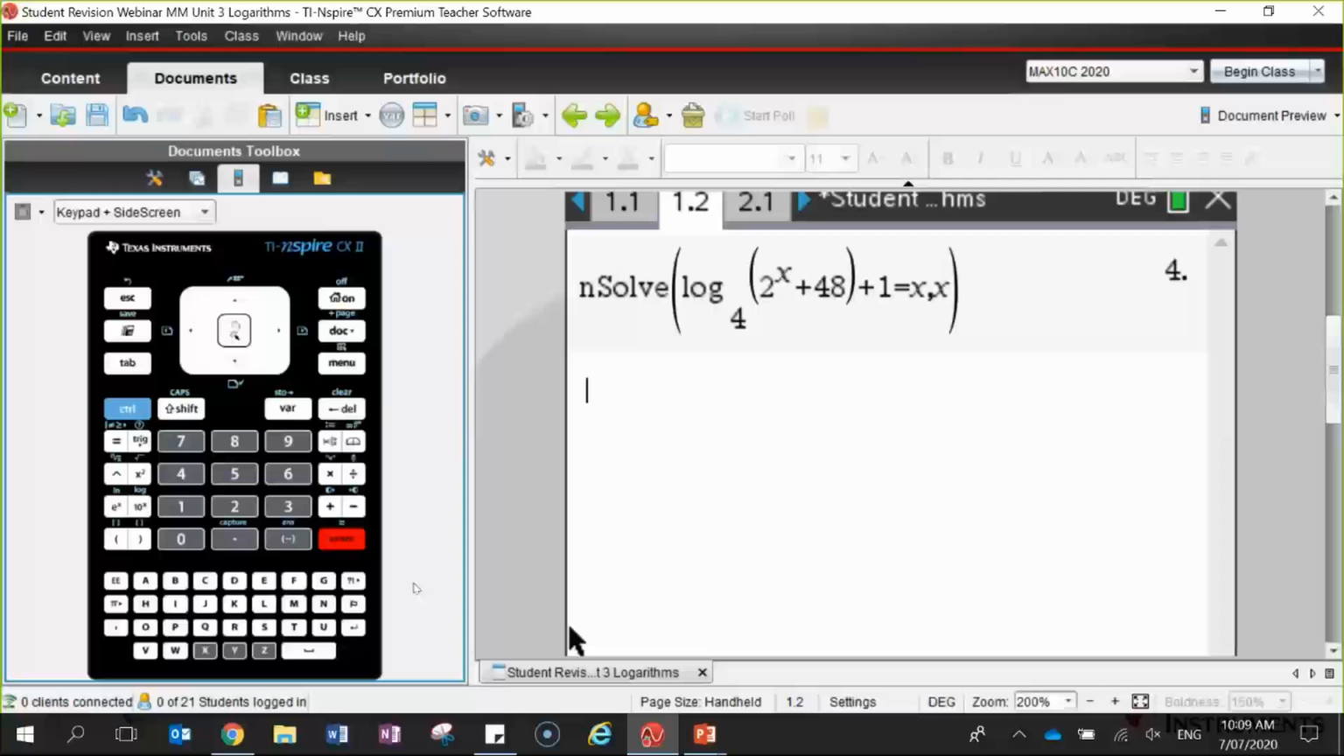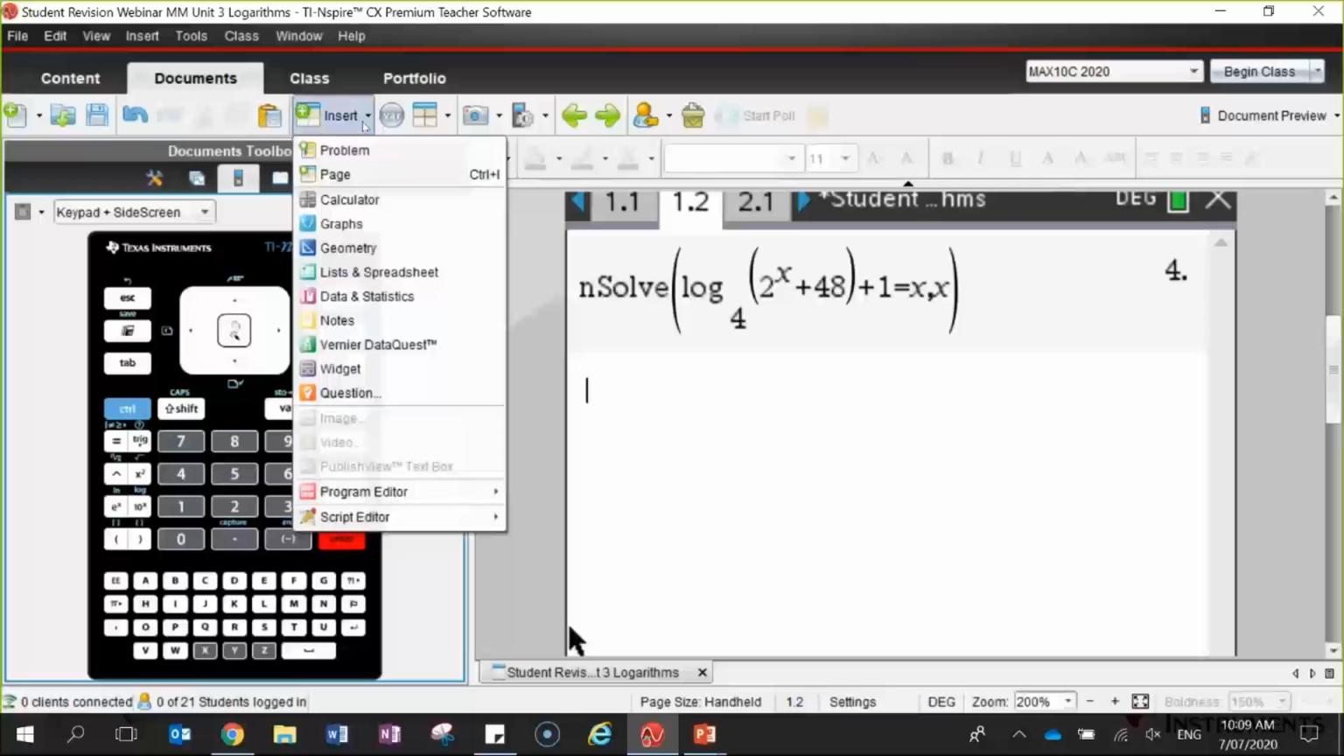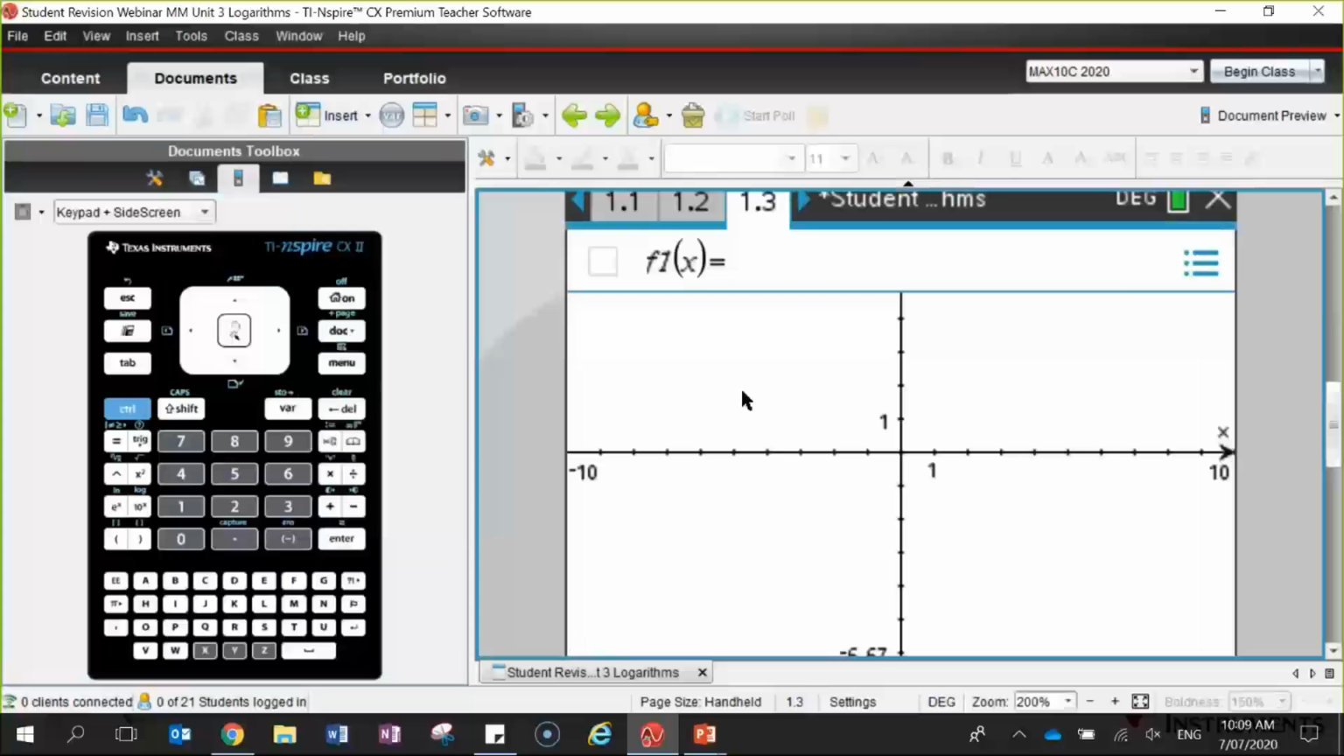So that's one method for solving. Now, the other method for solving, if you have any troubles using the numerical solve, is using the graph application. So I'm going to show you that option as well. I'm going to add a graphs page here. What I'm actually going to do is split the question into 2 parts.